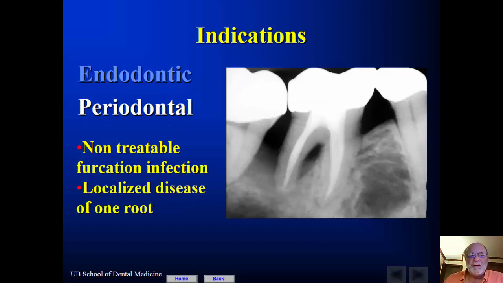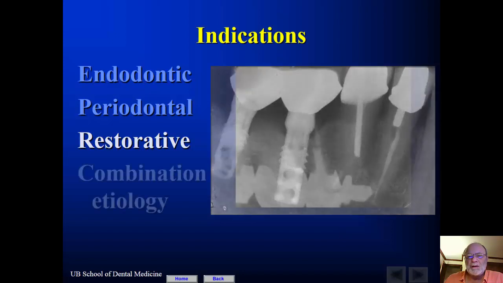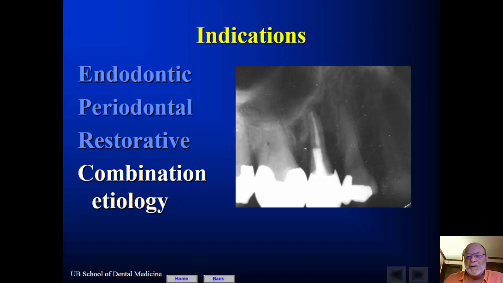Some periodontal indications would be non-treatable furcation infections, disease localized to one root, and there's a number of others. Restorative indications would be iatrogenic in nature, a retreatment that involves removing this post and repairing a perforation that may have occurred, filling the canal. So there's any number of things that we can do to try and retain a tooth other than just removing it and putting in an implant. And there's also combination etiology.